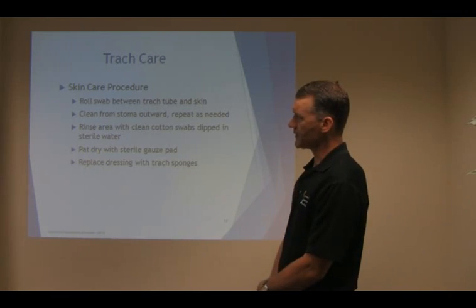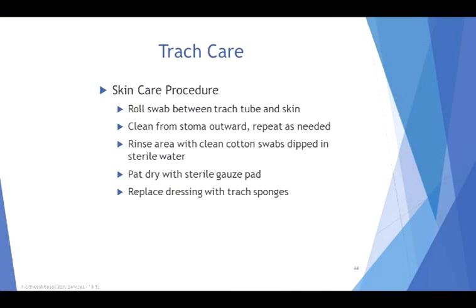The skin care procedures. We're going to roll the swab between the trach tube and the skin. We always want to clean from the stoma outward. We do not ever want to get any hydrogen peroxide dripping down into the stoma. Repeat as needed. Rinse the area with clean cotton swabs dipped in sterile water. Pat dry with a sterile gauze pad, replace dressings and the trach sponges.